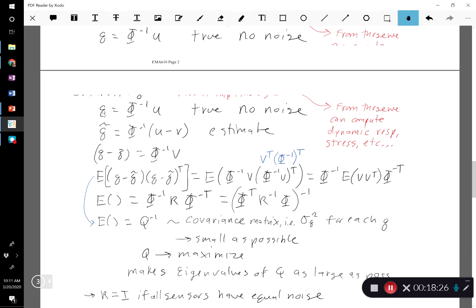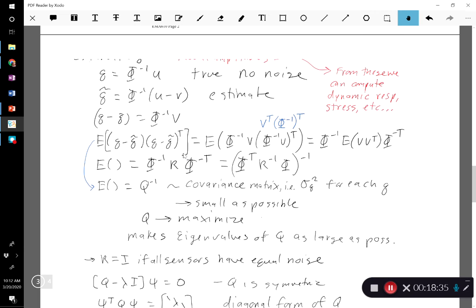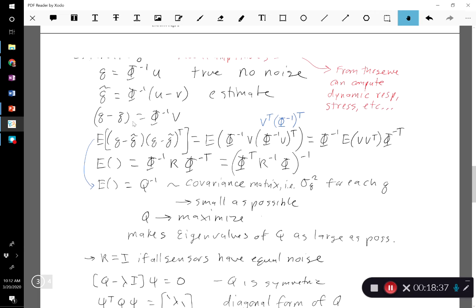So if we take the difference between Q and our estimate, that's the error due to the noise. That ends up just being phi inverse V. And so if we want to minimize the noise in the modal coordinate estimates, we can calculate the expected value of this and minimize that. And so that is what defines the matrix Q, Q inverse, that's used in the effective independence algorithm.